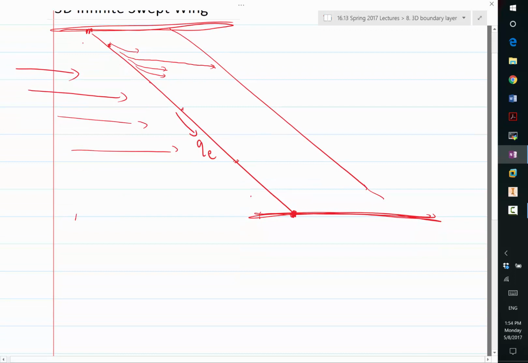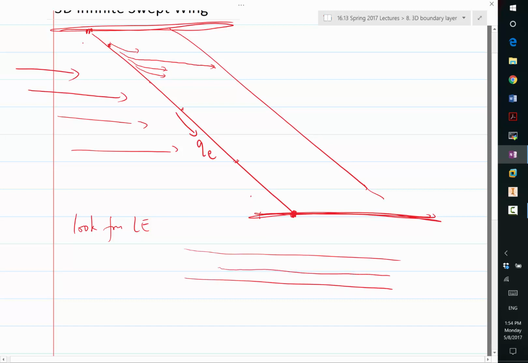And if you look from the front of the wing, it looks like this, and exactly on the leading edge, the flow is towards the right, looking from the leading edge like that. Slightly above it, the flow is going to go towards the upper surface. Slightly below it, the flow is going to go towards the lower surface. So if you look here, there is a strong divergence of the flow.